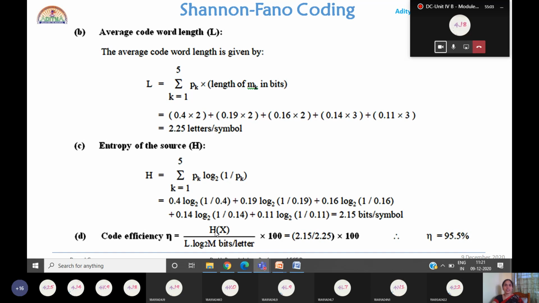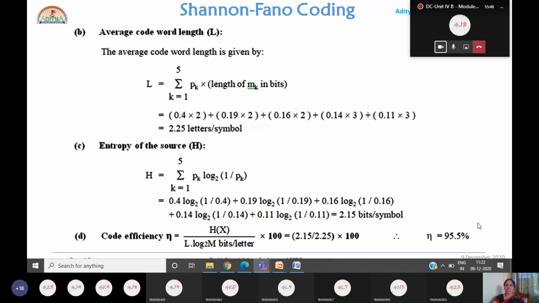So what is H of x? H of x is entropy, that is 2.15 bits per symbol, divided by the average length, 2.25 letters per symbol, into log 2 base 2 bits per letter. So letters get cancelled. In the denominator you will get bits per symbol, and the numerator entropy units are bits per symbol. So code efficiency has no units. Multiplied by 100 gives you the efficiency in terms of percentage. So that is 95.5%. This is how you need to calculate the efficiency for the Shannon Fano encoding process.